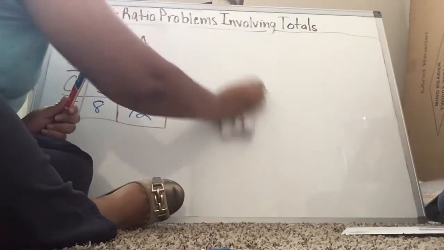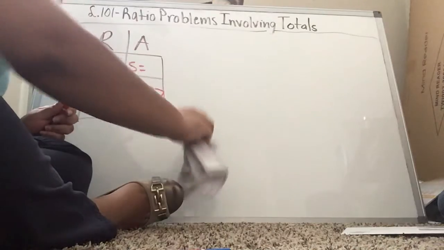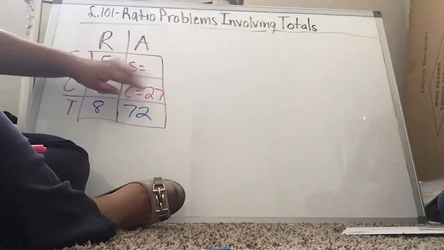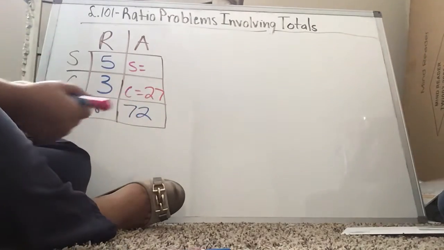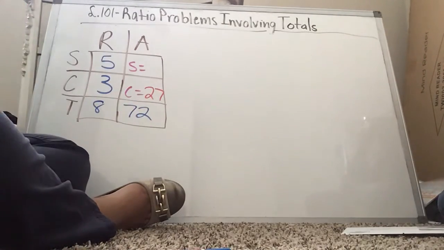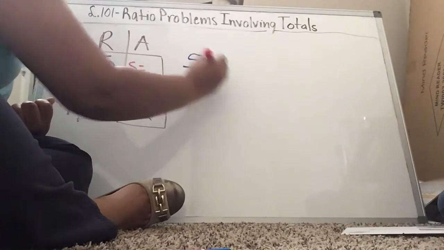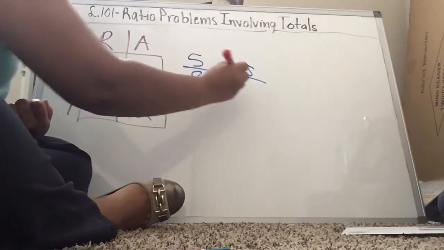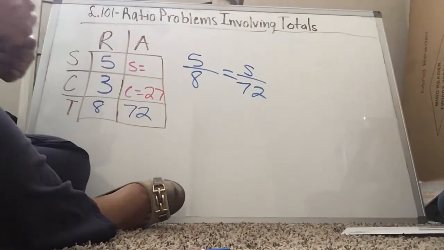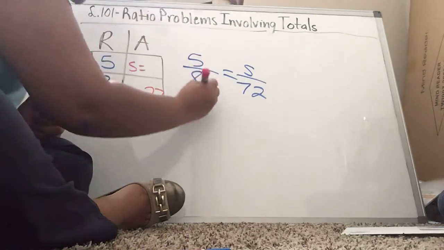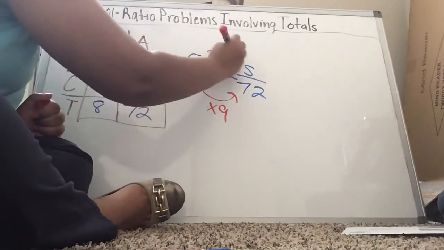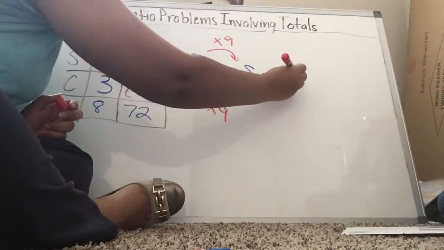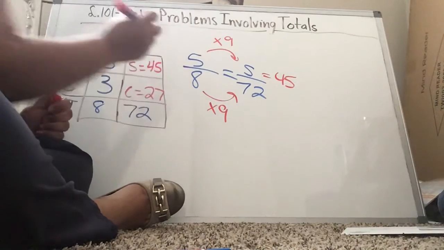And then we're going to do it the same way for sparrows. Again, you could just do 72 minus 27 to get the amount of sparrows, but I just want to show you this the way we just did again. So we have 5 sparrows to 8 total in the ratio, over the amount of sparrows we don't know, over the actual amount, which is 72 birds. Again, 8 goes into 72 9 times, so 8 times 9 is 72. Whatever you do to one part of the ratio, you have to do to the other. So 5 times 9 is 45. So, sorry for the mixture of colors.